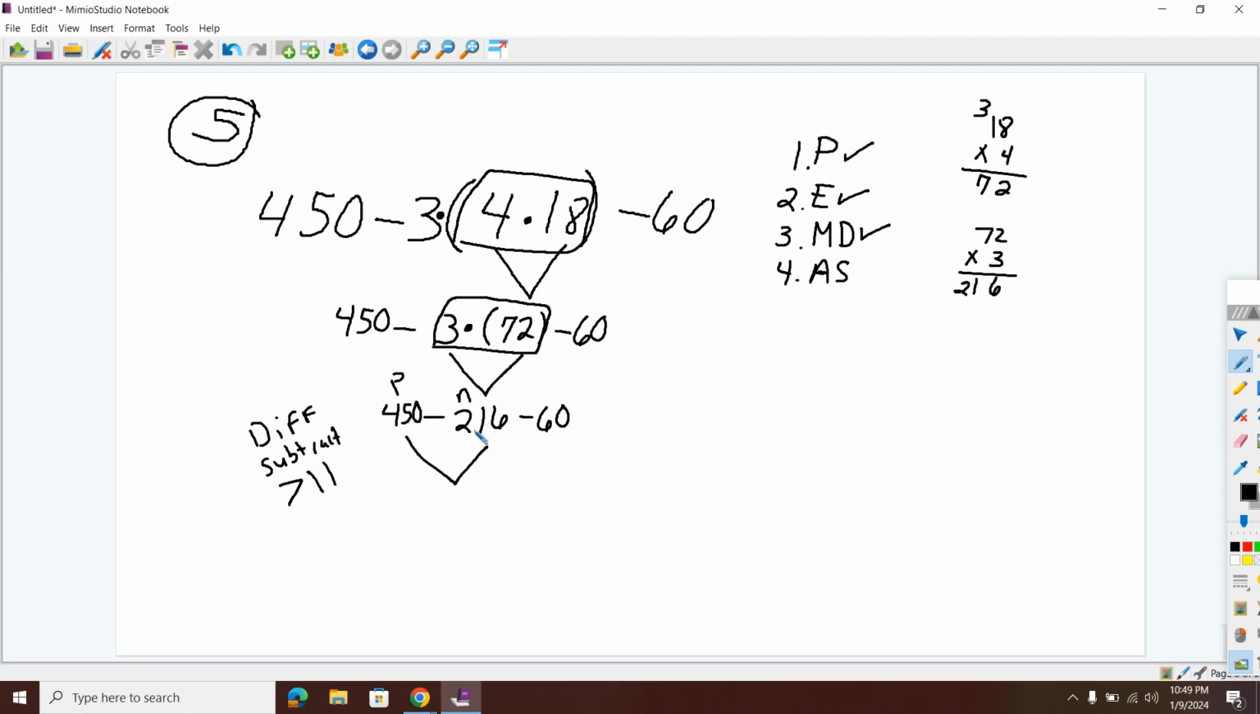So 450 minus 216, again, go to the side of your journal and the paper so you can be neat, organized. This becomes 10. This becomes 4. This becomes 3. 10 minus 6 would be 4. 4 minus 1 would be 3, and 3 minus 2 would be 1. So this becomes 134.